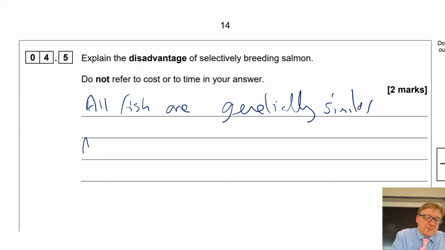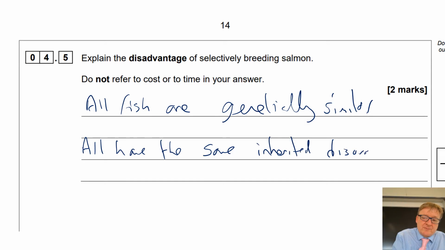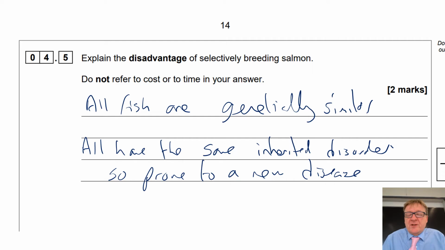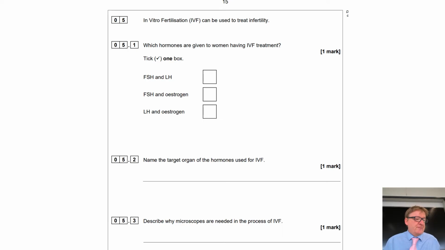So they might all have the same inherited disorder. So they could then be prone to a new disease. Okay, so if you think about it, all of a sudden what you're doing is you're almost breeding loads and loads of salmon from very, very few numbers. What they're then going to do is keep the same genes, and those genes are going to go all the way through, and you're getting rid of variation, because variation is also good. Question number 5.